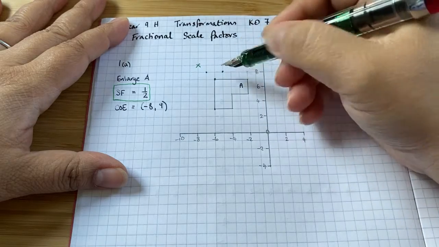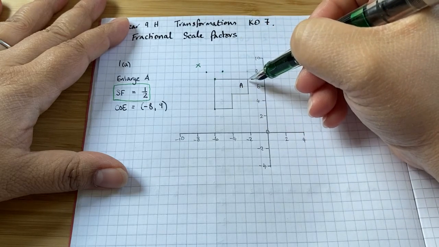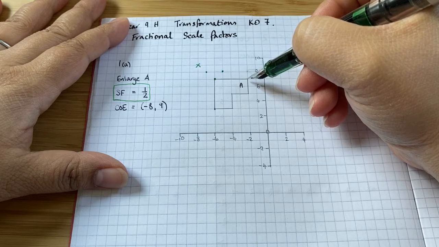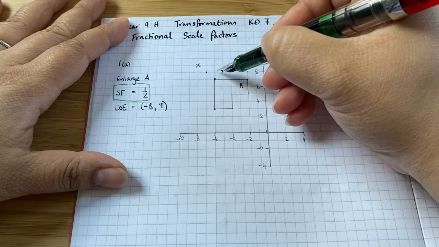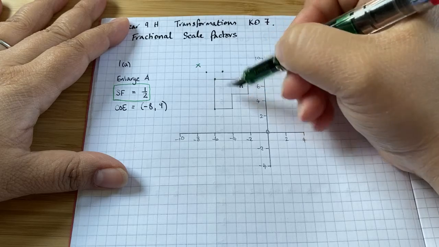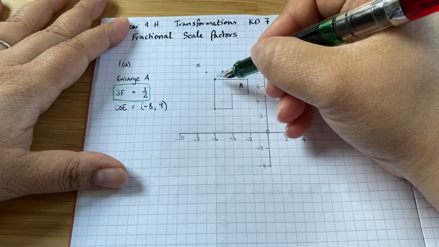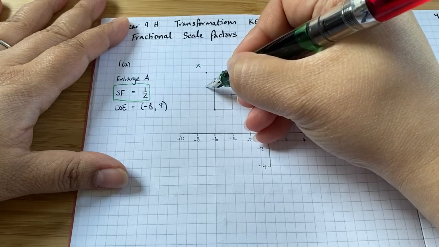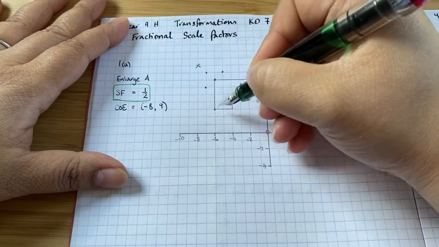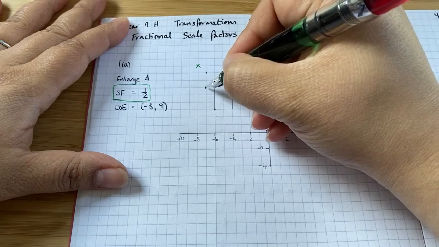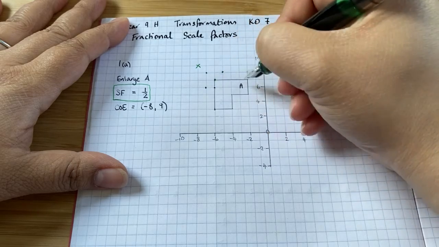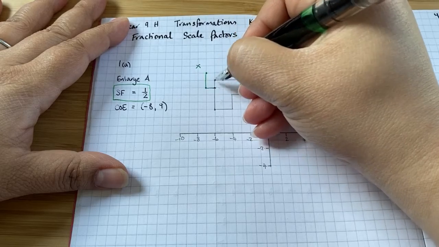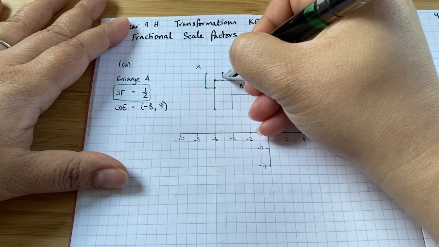I'm going to just double check it. The length of this side of our L shape is 4 squares. So the enlargement being half of that should be 2 squares, as you can see here. Now I'm just going to plot the rest of the sides. So 4 squares down, 2 squares down, half the distance. 2 squares across, so 1 square across, and then this one's 1 square down, and I've got my L shape just here.